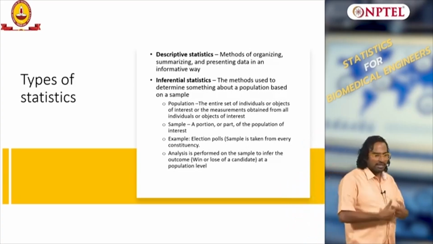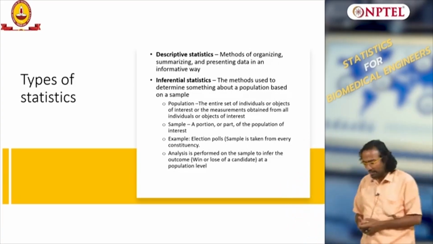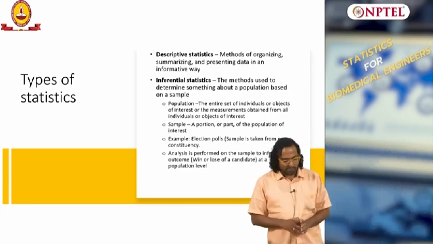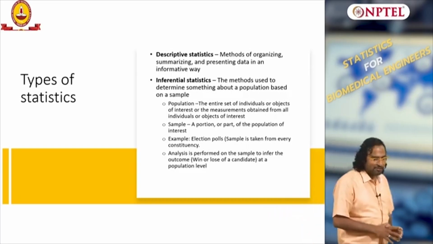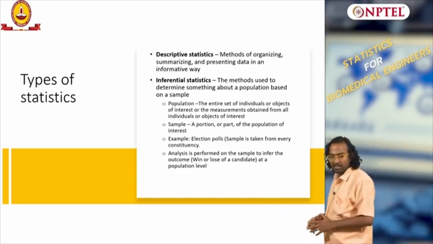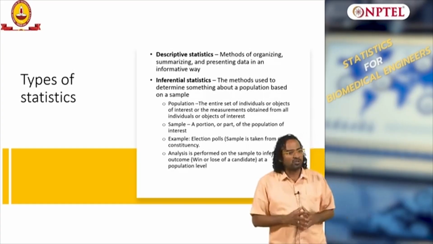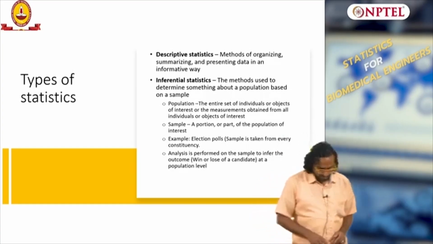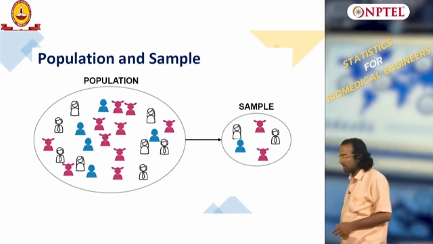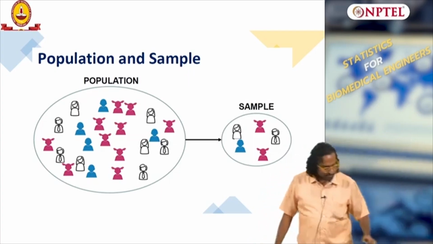Whereas the next step, as a data scientist, is where inferential statistics comes in. When we talk about inferential statistics, we are talking about a population and a sample, inferring something about the population using the sample. For example, I told you, election polls. This is a classic example of a population versus a sample.